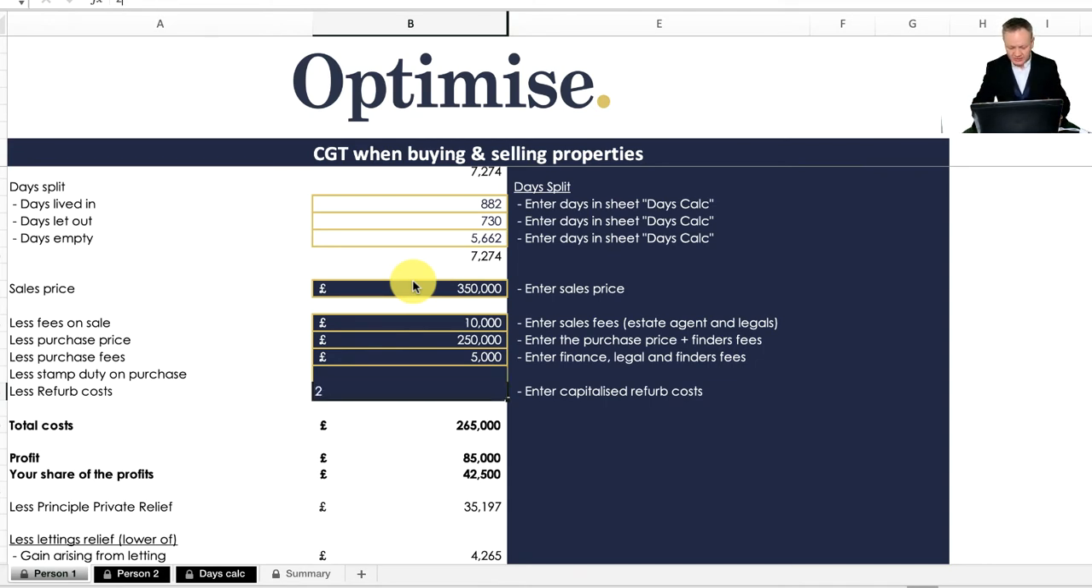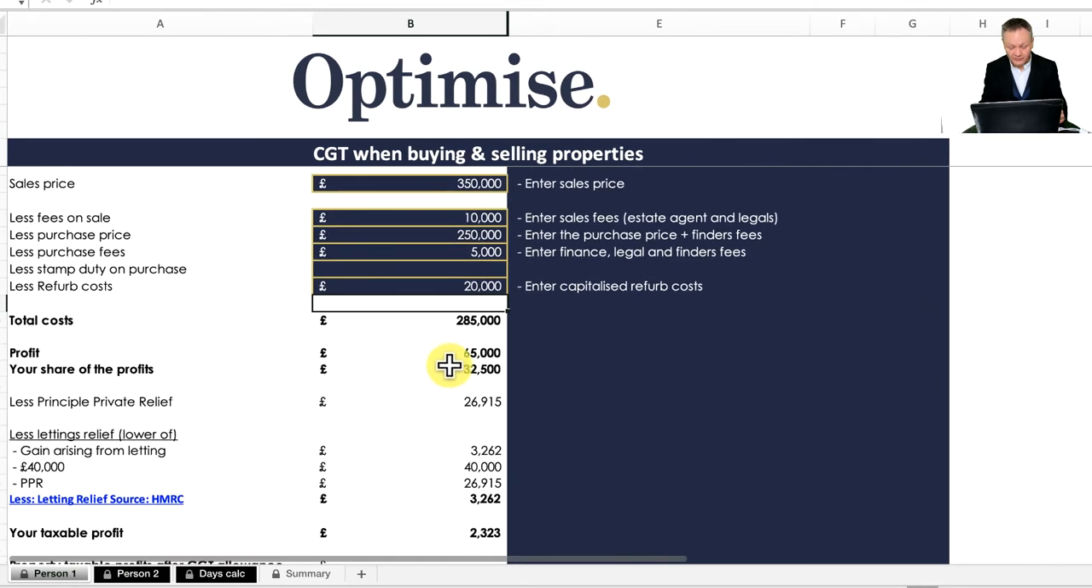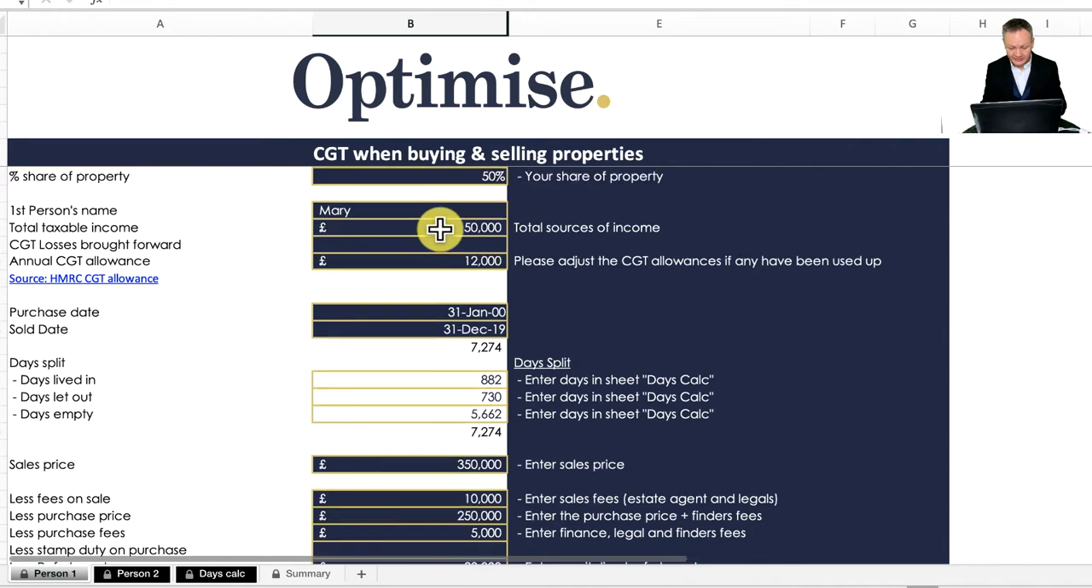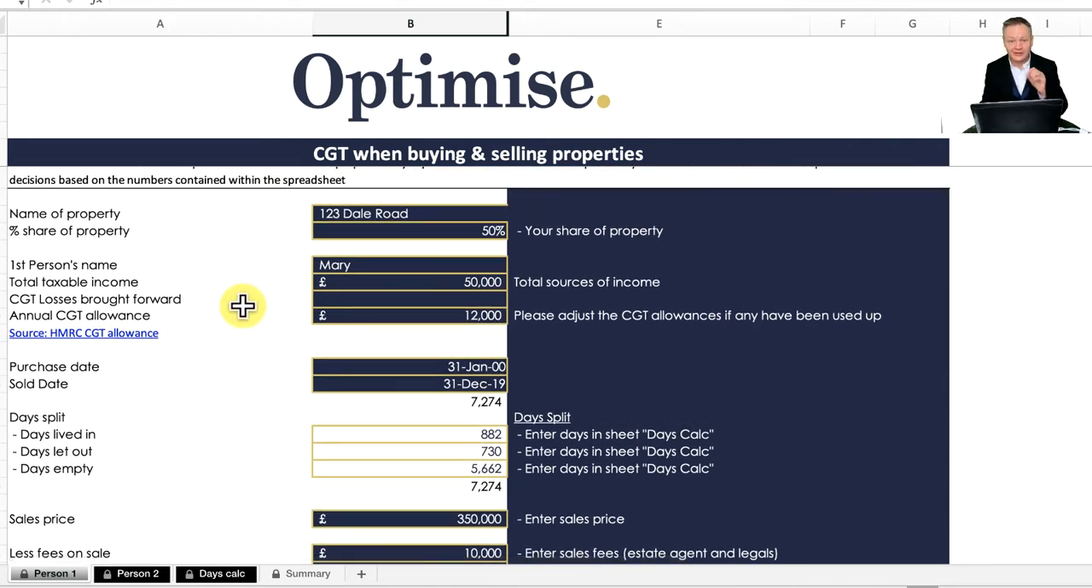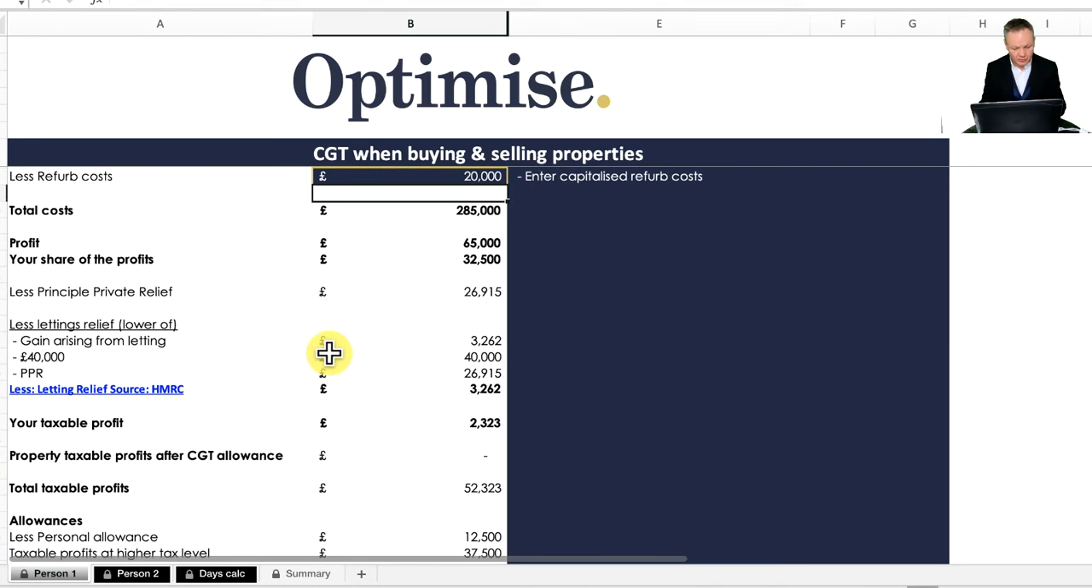So what we're going to say is we paid £20,000 as an example. Straight away, you'll notice that we've got the £350,000, which is the sales price, less the total cost now, £285,000, gives us a profit of £65,000. We've already said above in this cell, in row 15, that you have 50% of that property profit. And what that will do is then give you all of your relief.